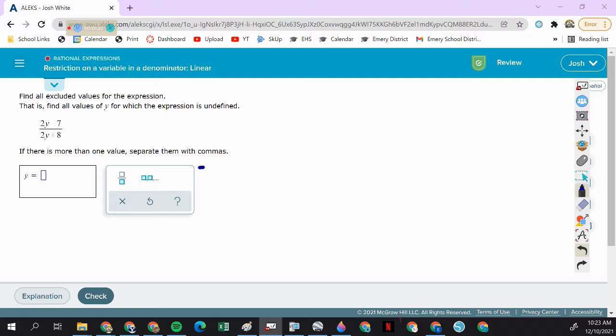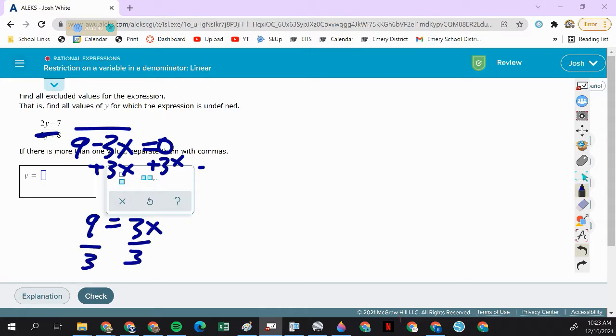Okay. Well, what if the bottom was 9 minus 3x? So we just write equals 0 on the bottom. Add the 3x. 9 equals 3x. So x equals 3. Now, usually this is what you say. Oh, it's not negative. I'm sorry. So here's how I like to write it. X is not allowed to be 3.